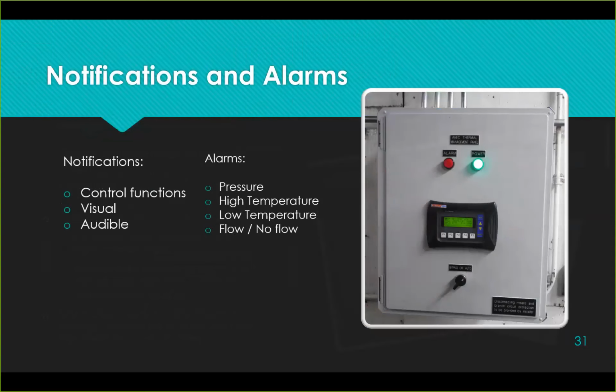Many of our owners want a visual alarm that lets their operators know something's wrong so they can go investigate it, or an audible alarm that can be shut off to make sure that they realize it's a priority. Sometimes we actually have those alarms also control functions, like turn pumps off and on. Sometimes they just alarm. It really depends on the owner. We can go either way.